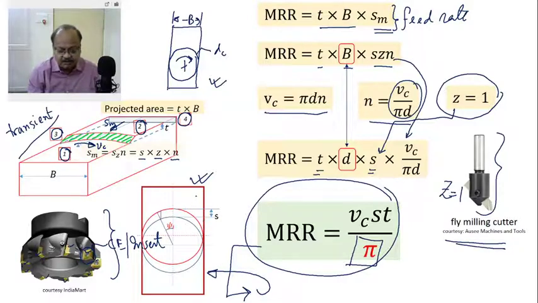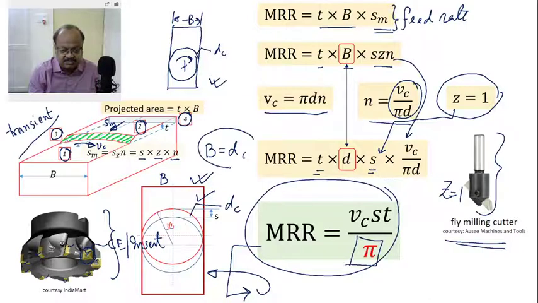That means you are face milling a job whose width is B and its cutter diameter is DC, and B is equal to DC. In such a special situation, your MRR is not matching. A pi is appearing in the denominator. So why is it appearing? Let us try to evaluate.